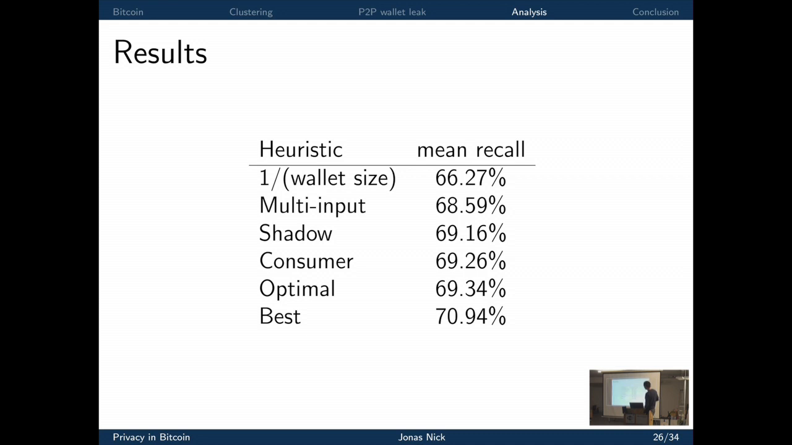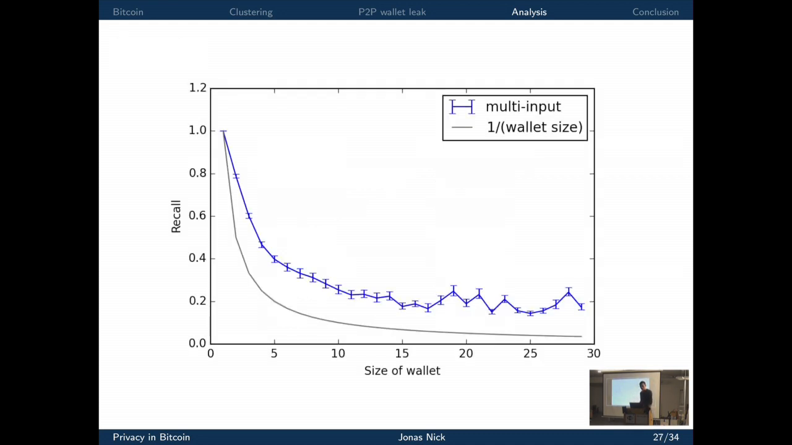And what we do is we combine those heuristics together. So if you see multi-input here, this means multi-input heuristic alone. Shadow means multi-input plus shadow. Consumer means multi-input plus shadow plus consumer, and so on.